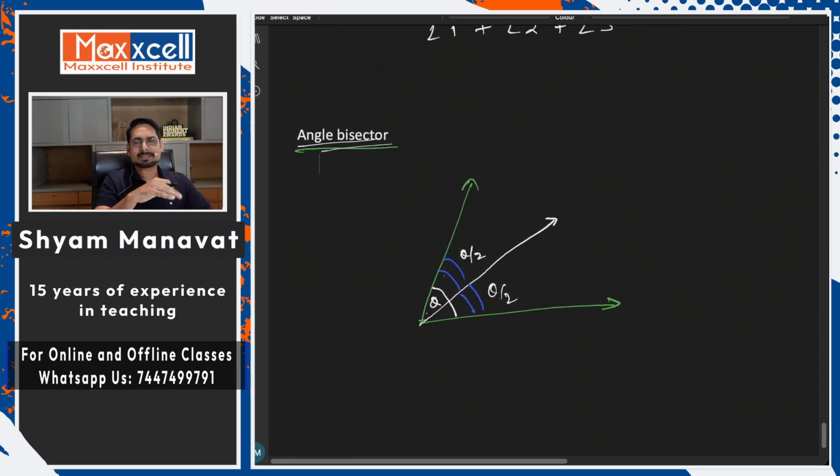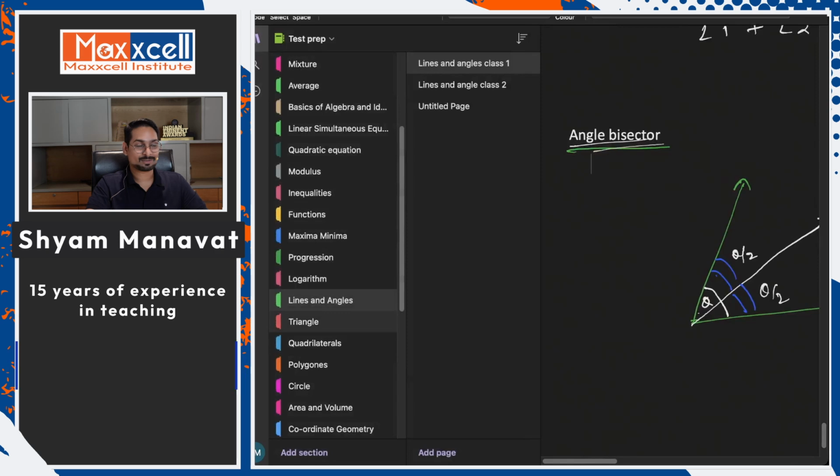Fine. So these are the basic terms we should be aware of before starting geometry. Lines and angles. We'll have terms of circles also, quadrilaterals also coming soon. In coming videos, we'll talk about that.